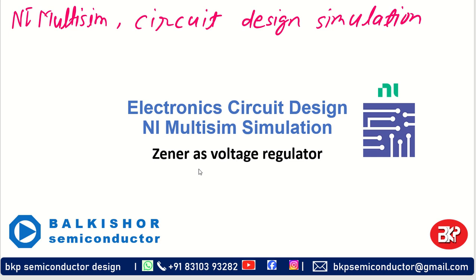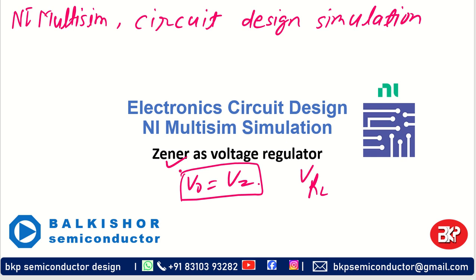So what we'll do is we'll try to use Zener diode as voltage regulators and we'll see how to simulate the circuit. This Zener diode helps us to clamp the output voltage. Vout is going to be Vz, based on the fact that my load resistance voltage is always greater than Vz. So that we have already understood in our previous sessions.